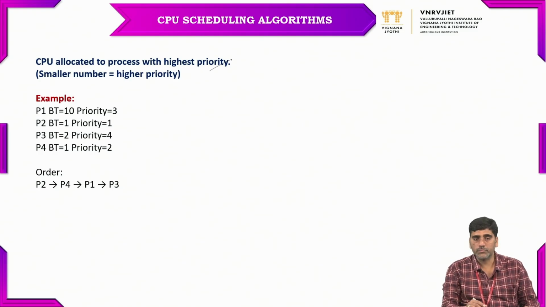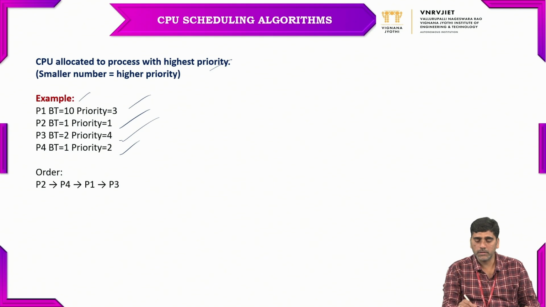Here process 1 has a burst time of 10 and a priority of 3. Process 2 has a burst time of 1 millisecond and priority 1. Process P3 has burst time 2 and priority 4. Process 4 has burst time 1 and priority 2. Now the burst time and the priority of each process are given, so how can we do this for priority scheduling?